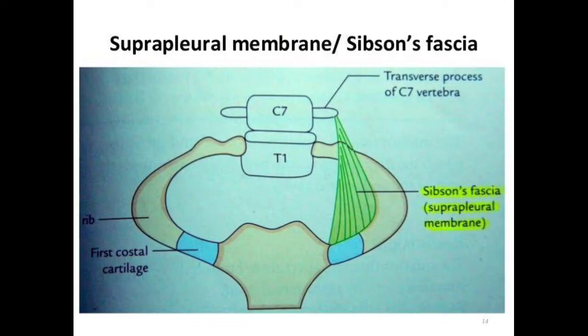The next is the Simpson's fascia. The Simpson's fascia is also called the suprapleural membrane. It is a strong fascial connective tissue layer which is present above the superior thoracic aperture on each side, placed on the apices of the lung. So, above the apex of the lung, there is a strong fascial connective tissue which is called Simpson's fascia.